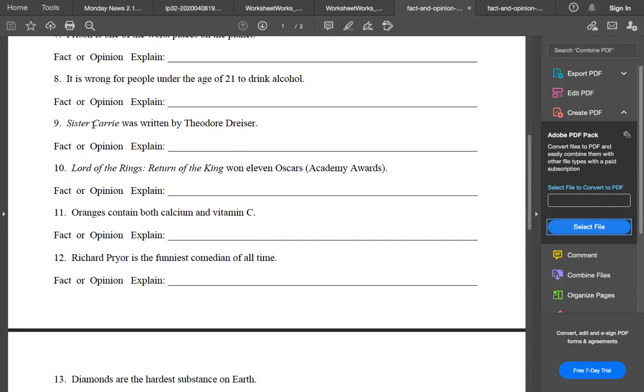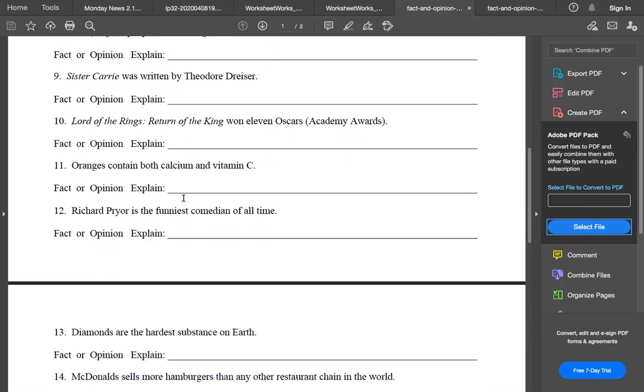Next one. Sister Carrie was written by Theodore Dreiser. Fact. That's going to be a fact. You can go back and check that out. Lord of the Rings, Return of the King won 11 Oscars. Fact. Awesome. Oranges contain calcium and vitamin C. Fact. Yeah, you can go and see a nutritionist about that. Richard Pryor is the funniest comedian of all time. Opinion. That's going to be an opinion.